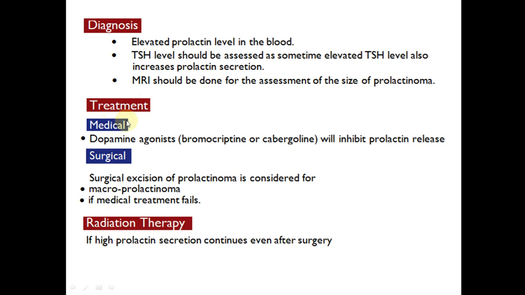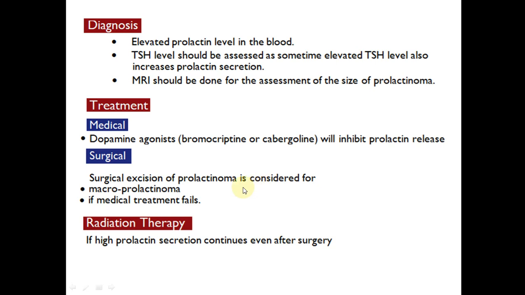We have two options for the treatment of the prolactinoma. Usually, initially, we give dopamine agonists that work like dopamine and bind to the dopamine receptors in the anterior pituitary gland. The two most common drugs are bromocriptine and cabergoline, and they will inhibit the release of prolactin from the anterior pituitary and will cause decrease or regression in the size of the prolactinoma. If the medical treatment fails, then we go to the surgical option, and in surgical treatment, in neurosurgery, there is surgical excision of the prolactinoma.